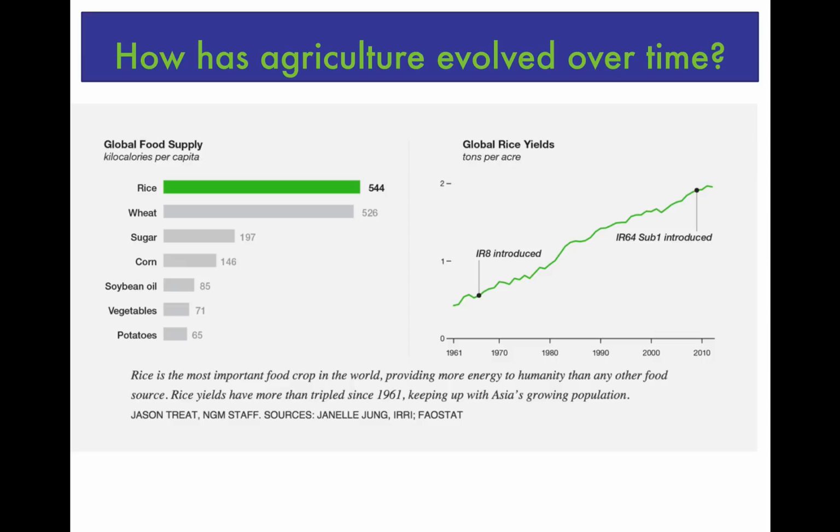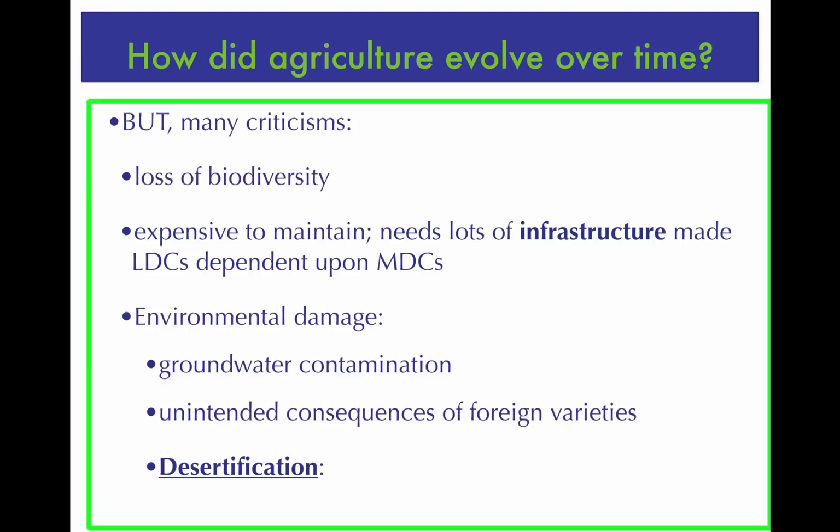You can see, I'm going to read the caption there, that rice is one of the most important food crops in the world, providing more energy to humanity than any other food source. Yet rice yields have more than tripled since 1961, which is keeping up with Asia's growing population. So, as Asia's population continues to increase, the need for caloric foods like rice and wheat also increases.